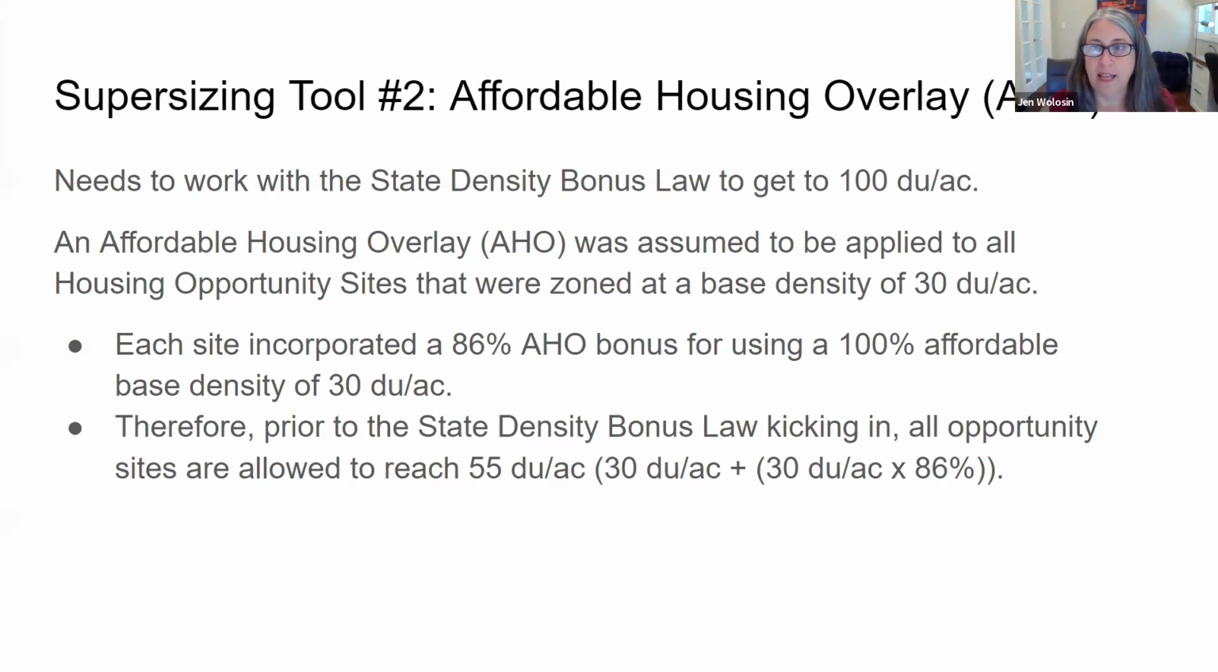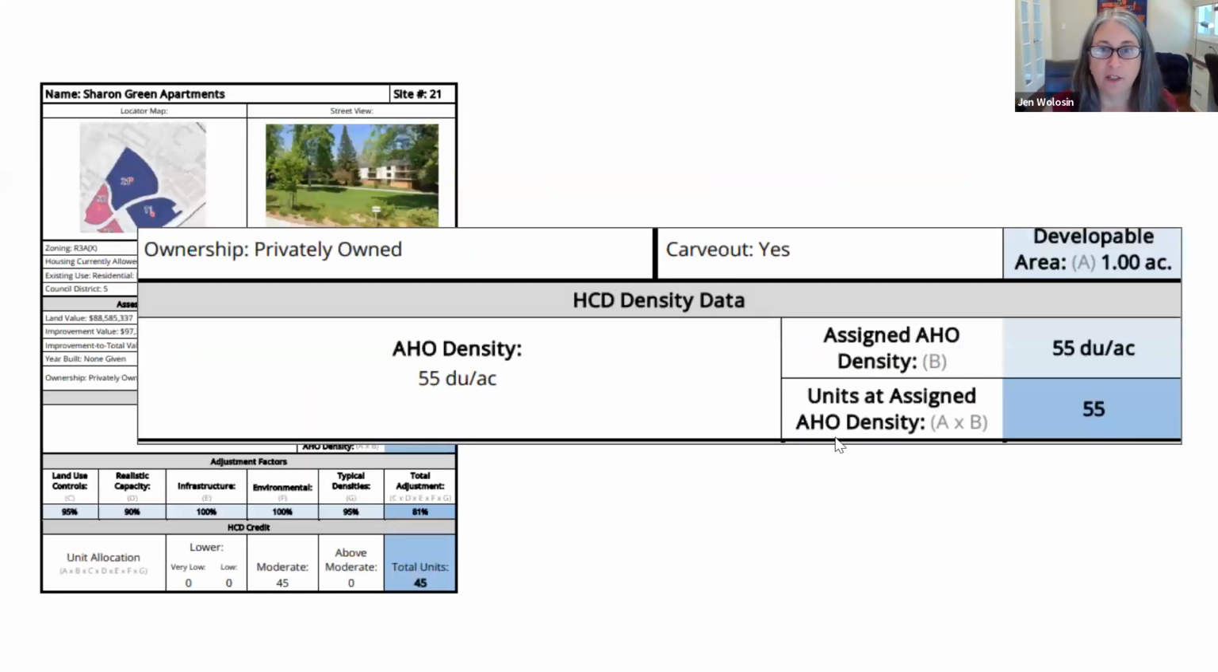This actually means that our base densities provided throughout the city in the housing element at 30 units an acre, we're actually saying we could already get 55 units an acre prior to the state kicking in. So let's just look at that. These are the site sheets from the housing element. Each of our 69 opportunity sites has its own site sheet. And even though these are being zoned at 30 units an acre, you can see that we're showing, with a 1 acre example, that you can actually get 55 units an acre.